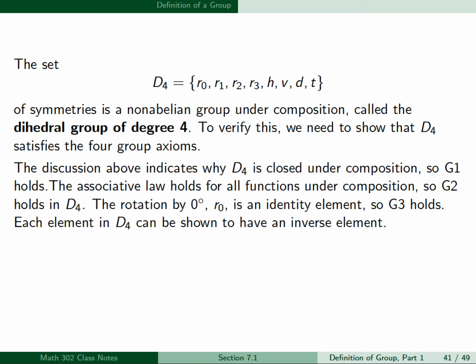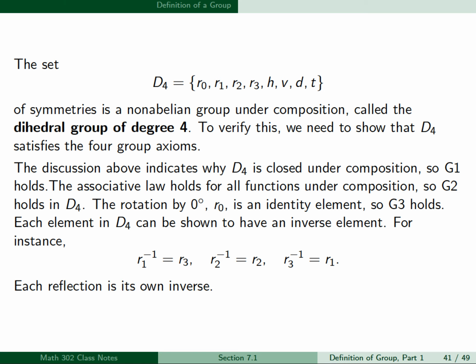And each element in D4 can be shown to have an inverse element. For instance, R1 inverse, that's the rotation by 90 degrees. R1 inverse will be R3, the rotation by 270 degrees. R2 inverse, R2 is the rotation by 180 degrees, and it's going to be its own inverse. And R3 inverse will be R1. And each reflection will be its own inverse. So all 8 of our symmetries have an inverse element, and therefore G4 holds.